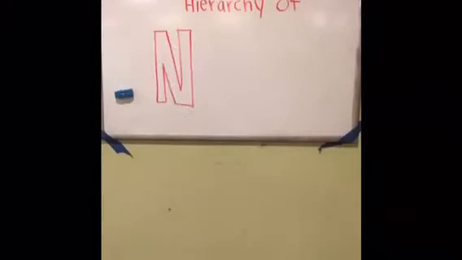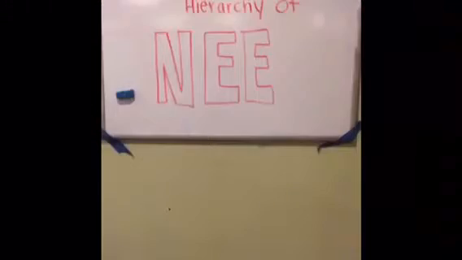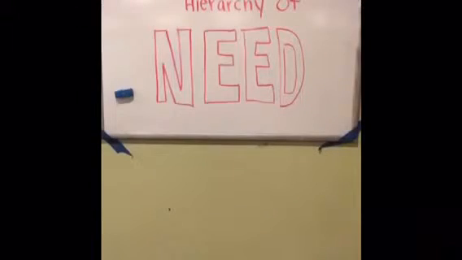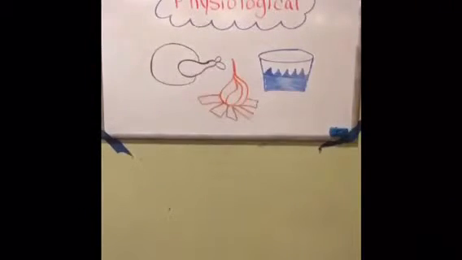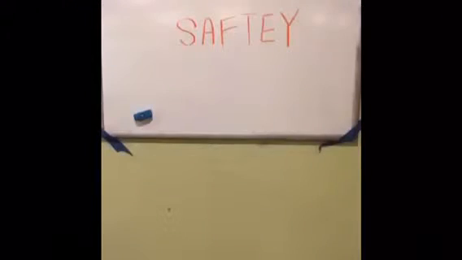To achieve success, we can use Maslow's hierarchy of needs to help us achieve our goals. Maslow's hierarchy of needs. The first step of Maslow's hierarchy of needs is the physiological part. This includes food, water, shelter, and warmth, things that we need to live with.